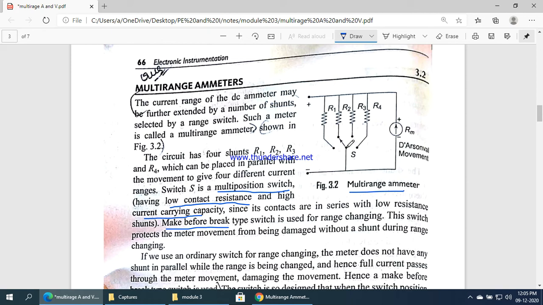If it wants to make a position with R3, so what it will do, first it will make the connection with R3, then it will break the R2 connection. So make before break, that is the principle.